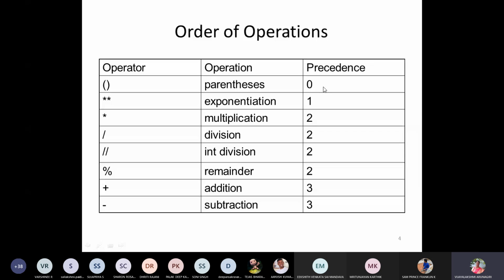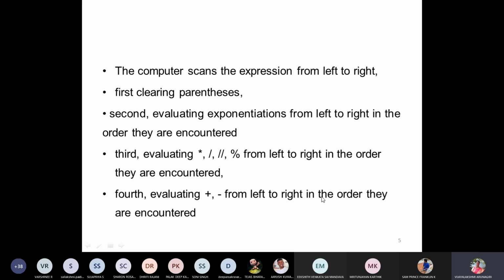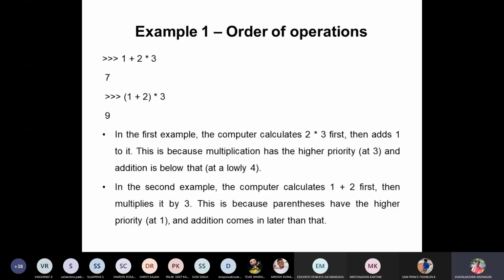Parenthesis, higher priority 0, double star exponent, next priority 1, and star, slash, double slash, that is integer division, true division, and multiplication, all three as well as the remainder operator have equal priority, right? Whichever operator comes first, it evaluates. Next, plus and minus, so the least preference. In this way only the expression will be evaluated. And normally the arithmetic expression will be evaluated from left to right, right? All expressions from left to right.